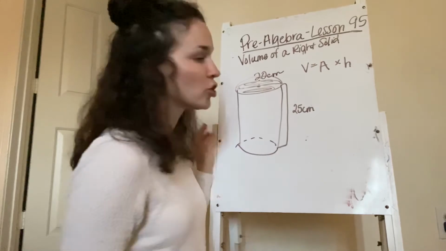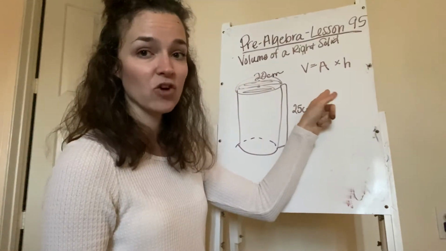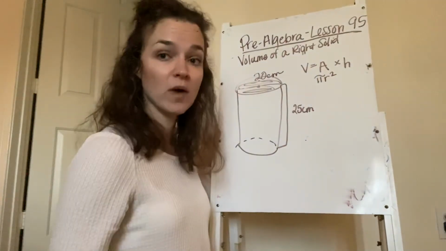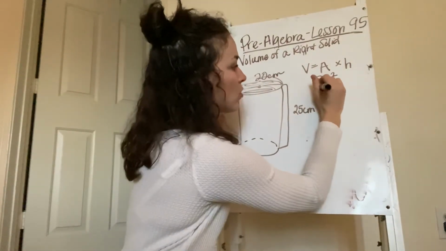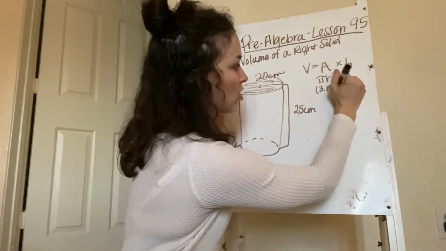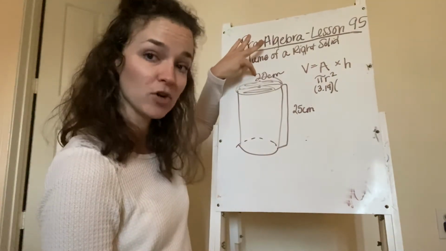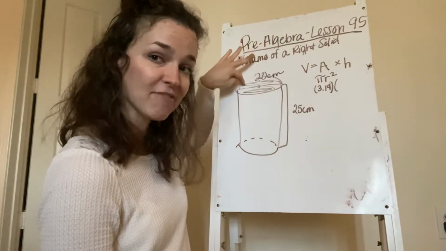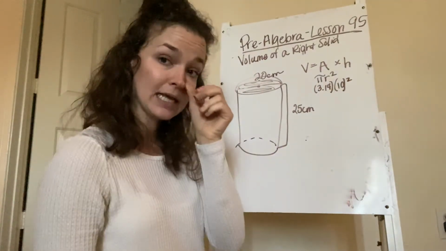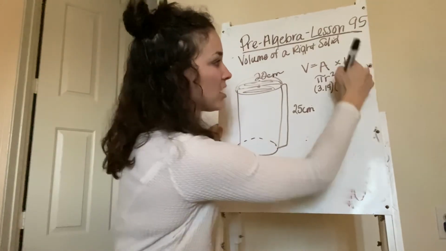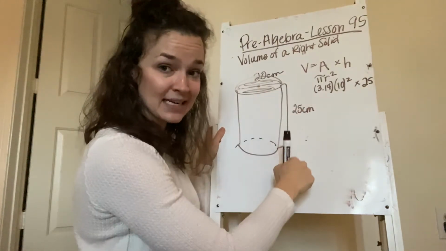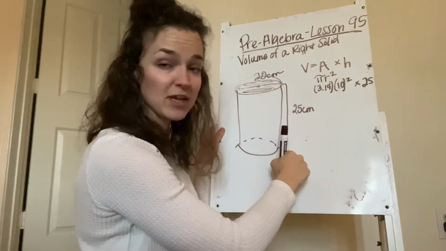So, the area of a circle can be found by taking pi times r squared. Okay, so pi, we're going to use an estimate of 3.14, okay? And then we're going to use our radius, which if we're given the diameter of 20, the radius is always going to be half of that. So half of 20 is 10. So it's going to be 10 squared. Okay, then we can go ahead and plug in our height, which is 25. Remember, height is the distance connecting the bases. So the 25 connects my two circles.